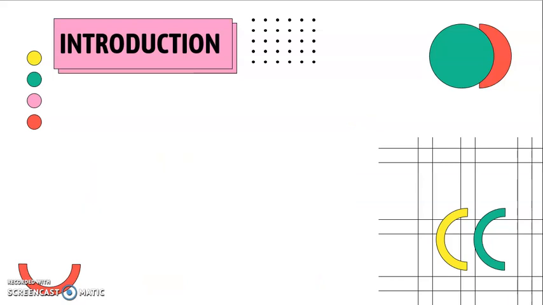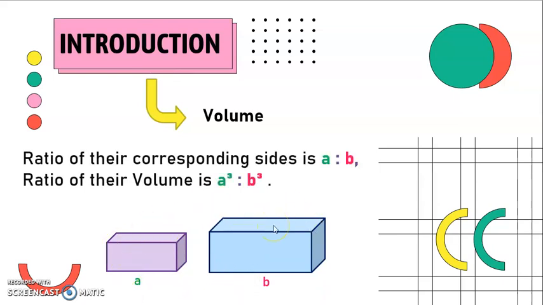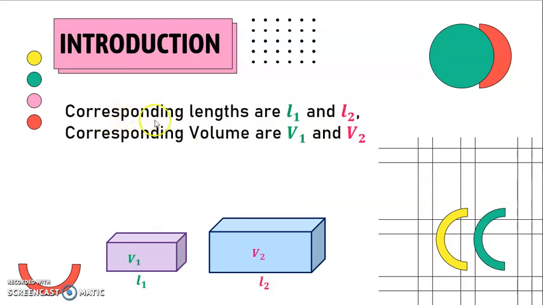So, how about volume? For example, we have these two cuboids also. The ratio of their corresponding sides is A to B. So the ratio of their volumes is A cube to B cube. The corresponding lengths are length 1 and length 2, and the corresponding volumes are V1 and V2. Hence, the formula is V1 divided by V2 is equal to (length 1 divided by length 2) cubed. Remember, if it's a volume, it must be power 3 or cube, whereas for surface area, it will be a square.